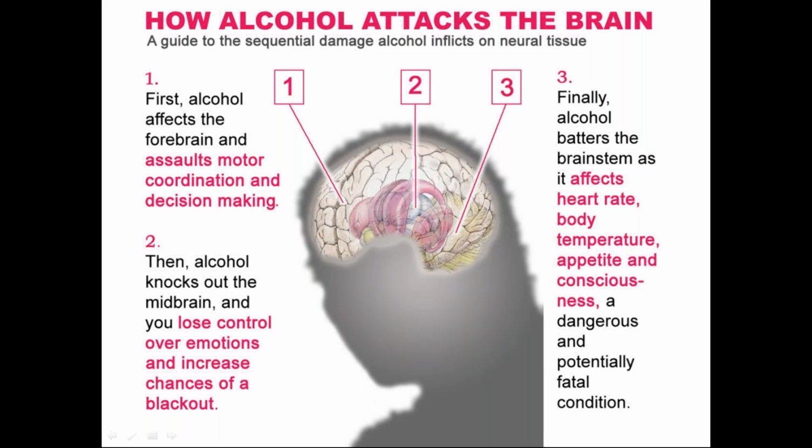And number 3, finally, the alcohol will affect the brainstem, which is very important. It affects the heart rate, it affects the body temperature, it affects the appetite and consciousness, and it is very dangerous because the brainstem, which is the medulla, has the vital centers of respiration. If it is affected, then the respiration will stop and the patient will die. So we know that it is a stage of death which occurs if the alcohol concentration is greater than 500 milligrams per 100 ml.